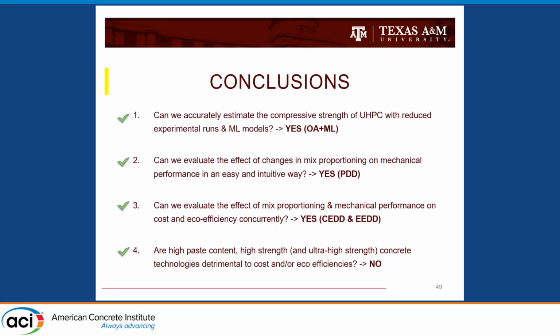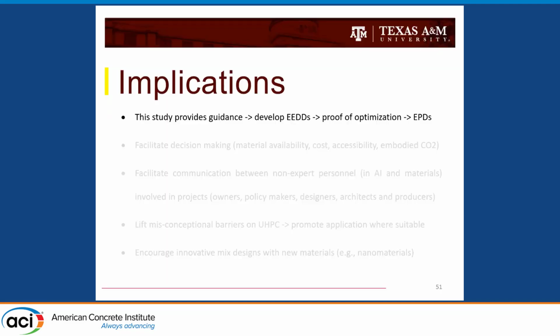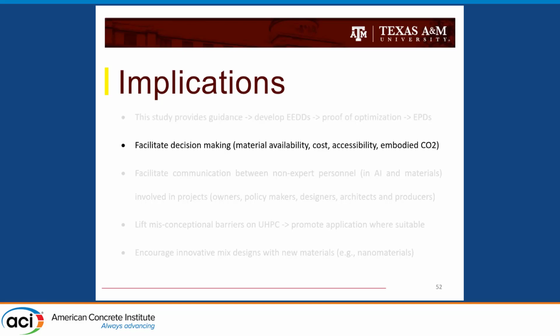So the answer to these questions is basically my conclusions. The implication of this study is that it can be used as guidance to develop emission density diagrams that could be used as proof of optimization for environmental product declarations, rather than just stating the kilograms of CO2 per cubic meter of that particular mixture. I believe these tools would also facilitate decision making in terms of material availability, accessibility, and cost, as you saw with those diagrams. If you don't have one of the materials, you can quickly pick another mix design that would satisfy your mechanical performance.